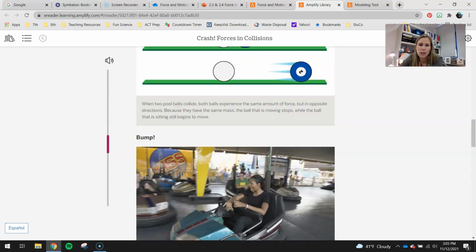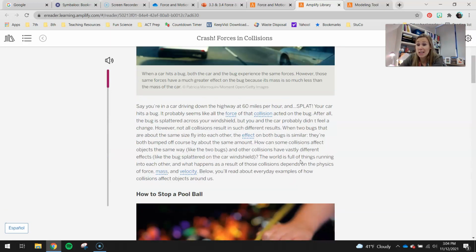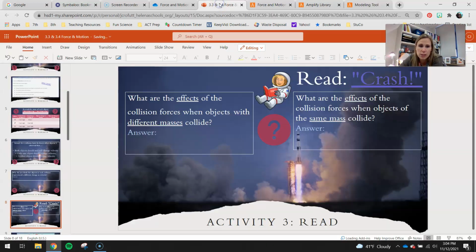Remember, our little trade-off that we have is that you don't have to read and annotate as long as you do a really good job reading. So please make sure you guys either listen really well or read really well or follow along as you listen, whatever, as long as you guys do a good job reading. Answer these 2 questions as you read.